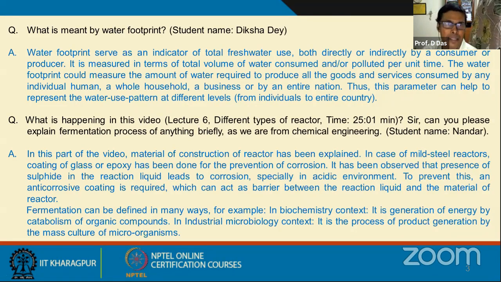If you use less water, that is good. If you use more water, it is not good. That means you are utilizing a lot of water. The water footprint could measure the amount of water required to produce all the goods and services consumed by any individual human, a whole household, a business, or by an entire nation. Thus, this parameter can help to represent the water use pattern at different levels, from an individual to the entire country.